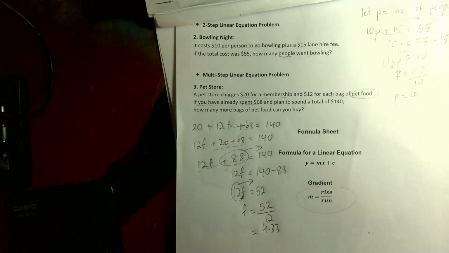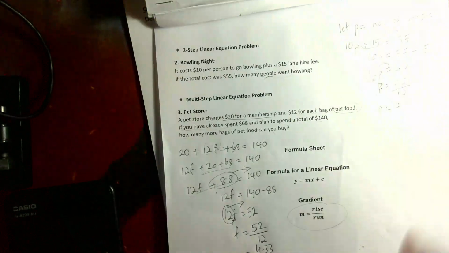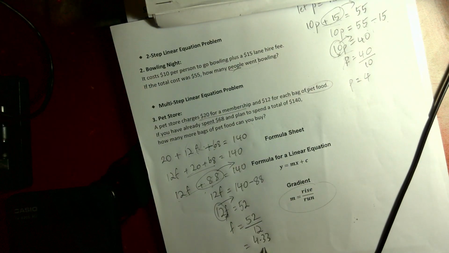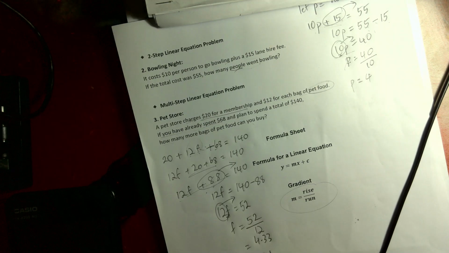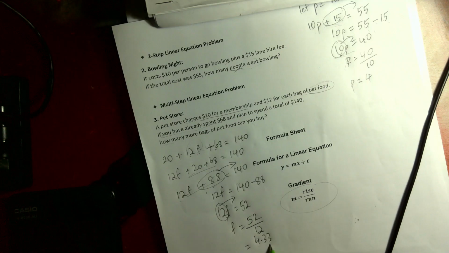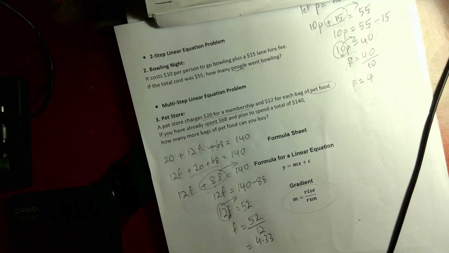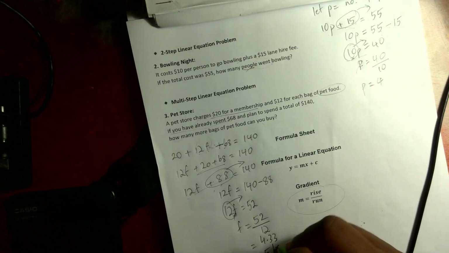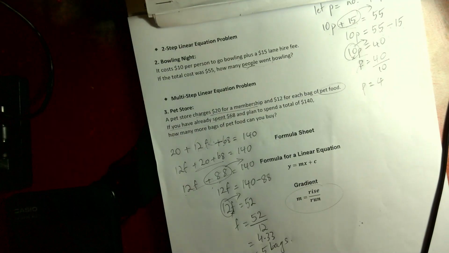4.33. Like I said to one of my grade A classes, can you have 4.33 bags of pet food, or four full bags and a third of a bag? No, you got to buy them in full bags, so we are going to round this up to 5 bags. So F equals 5 bags. That's your revision sheet.